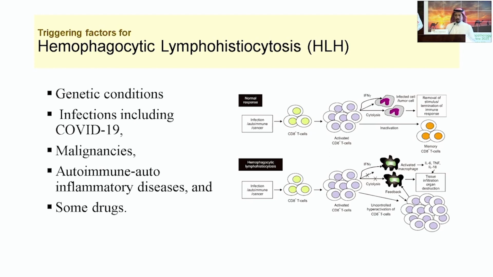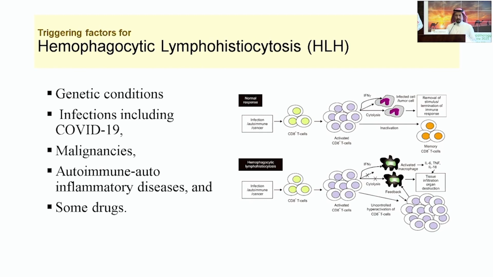This graph summarizes the normal response, which starts with T cells and then activation of other cells, including the macrophage. But in HLH, this dysregulation leads to hyperactivity of macrophages, including interferon alpha.